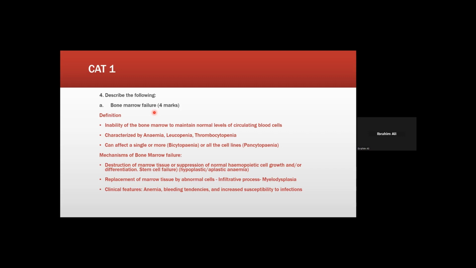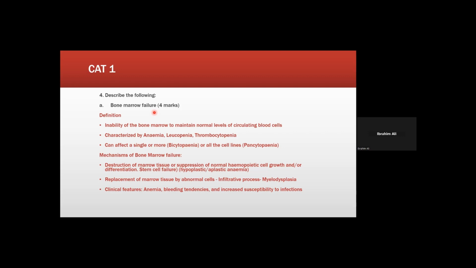This is characterized by low RBCs, low WBCs, and low platelets. Low RBCs give you anemia. Low WBCs give leukopenia. Low platelets give thrombocytopenia. In general, if you have low levels of all three, or totally very low, we call it pancytopenia.